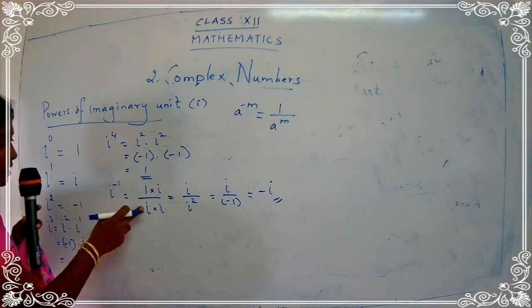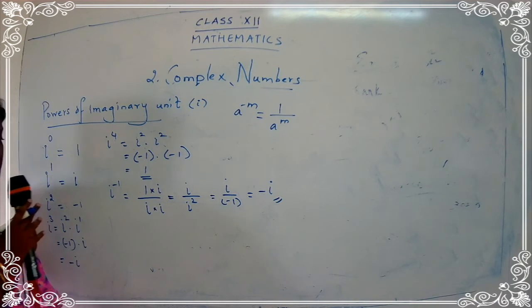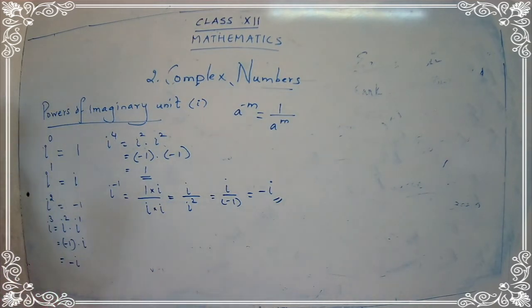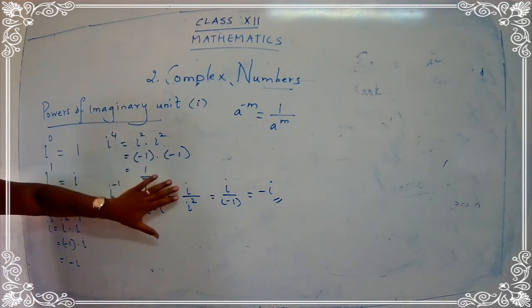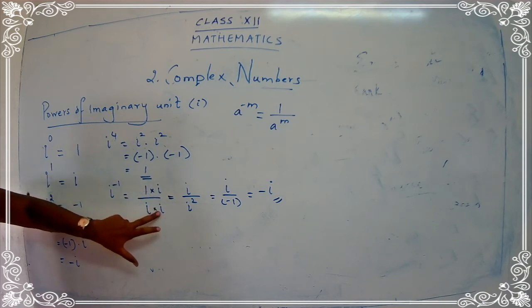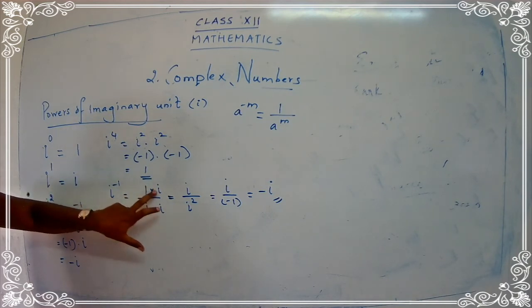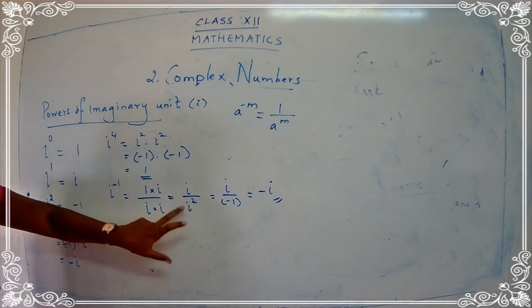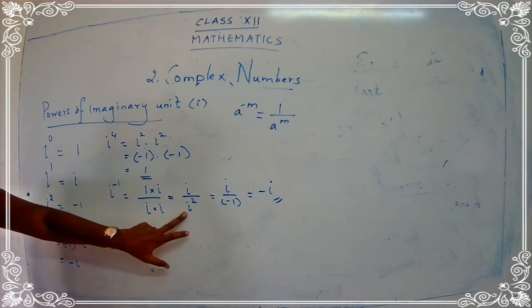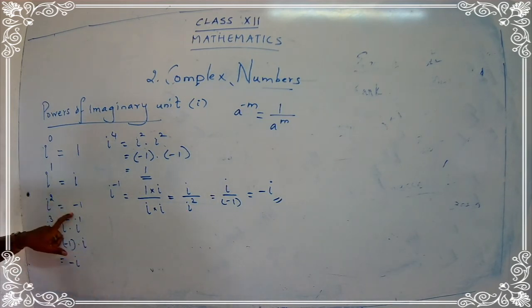1 upon i. Why am I multiplying here by i? Because we don't want i in the denominator part. Whatever change we do in the denominator, the same change has to be done in the numerator also. So 1 upon i into i, and here again I have to multiply by i. So 1 into i gives you i, i into i gives you i square. I know the value for i square. What is the value for i square? It's minus 1. So i upon minus 1 is equal to minus i. Is it clear, children?